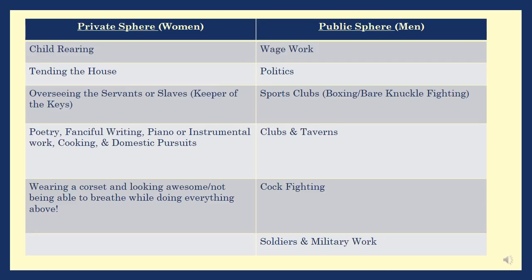And it's at this point that a notion of separate spheres for both men and women really takes root in society. So women are part of the private sphere, and that means that they should be at home, child rearing, taking care of the house. If they're particularly wealthy, they'll be overseeing the servants or the slaves, and these women on plantations were known as keepers of the keys because they had the keys to all of the stores and the storage in the plantation. They might also be pursuing poetry and fanciful writing, learning to play the piano or some other instrument like the harp or the violin, cooking, and also learning a whole slew of domestic pursuits like sewing.